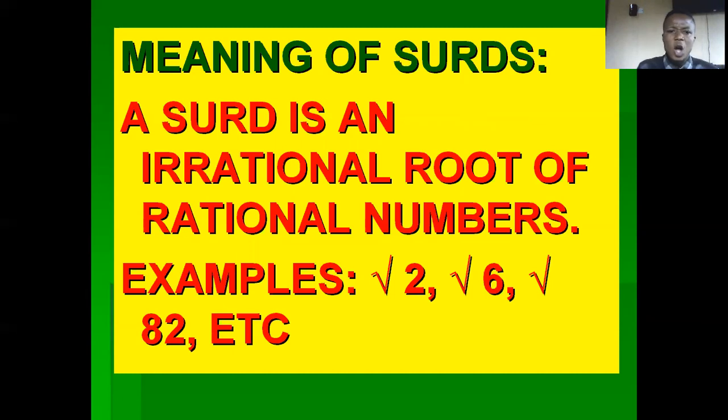So you see that all these numbers inside the square root are rational. But when they appear inside the square root and you want to find their value, they will give you irrational values. That was why I said that a surd is an irrational root of rational numbers. All these numbers are rational on their own. But once they appear inside this root, they change to what? Irrational.